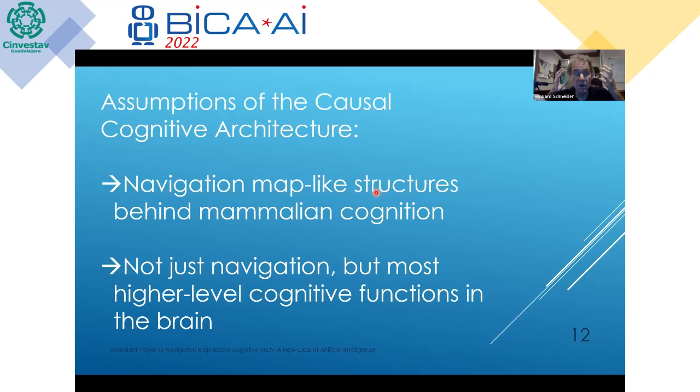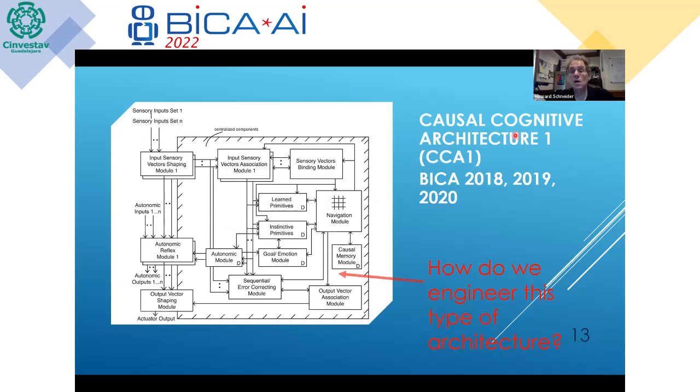The postulation behind this architecture, which I've been working on for the last 5 years, is that every circuit in our brain, at the higher level of the cortex, is a navigation circuit, but they're not used for navigation, they're used for everything. And this is the causal cognitive architecture one. I presented variants of this starting in Prague in 2018 at the BICA conference.